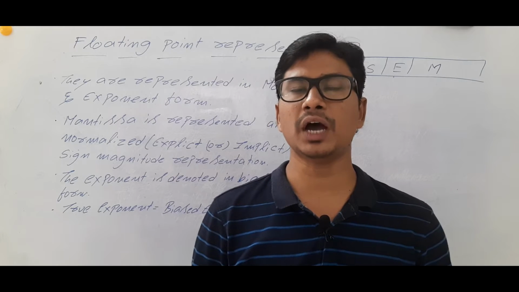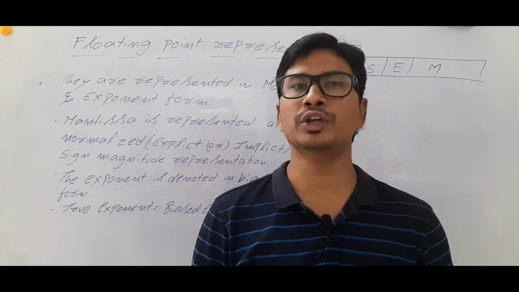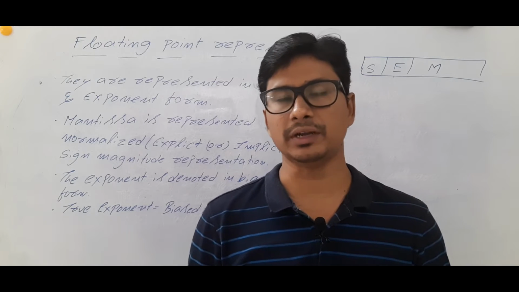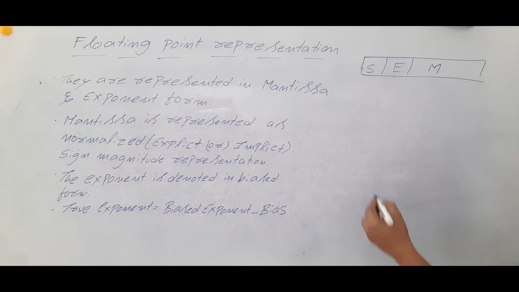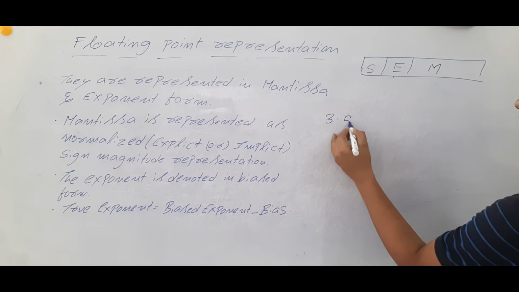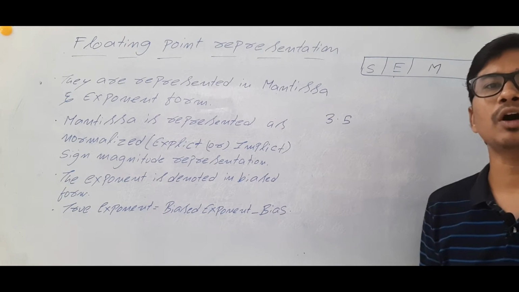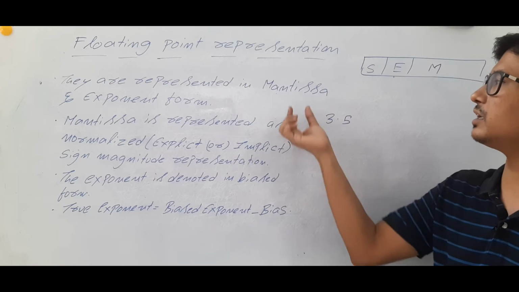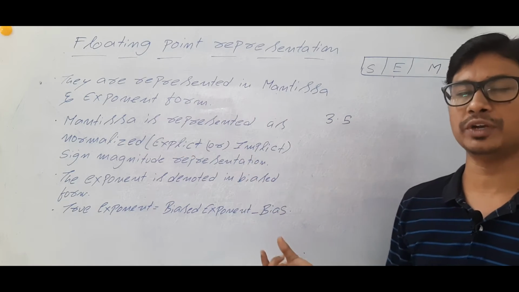In this video, I want to discuss floating point representation, or how to represent a floating point number. Let's take an example. I have 3.5, which is a floating point number. How to represent it, we will discuss. They are represented in mantissa and exponent form.